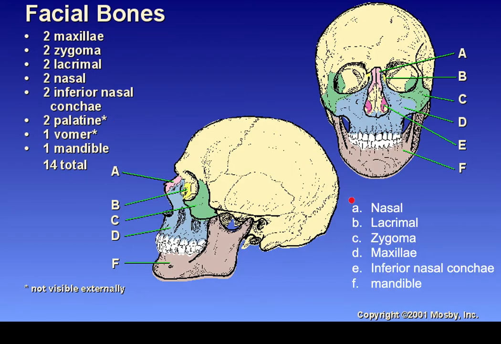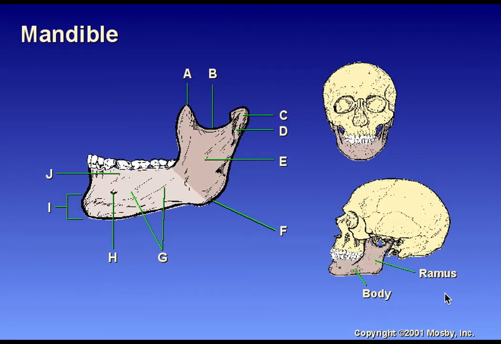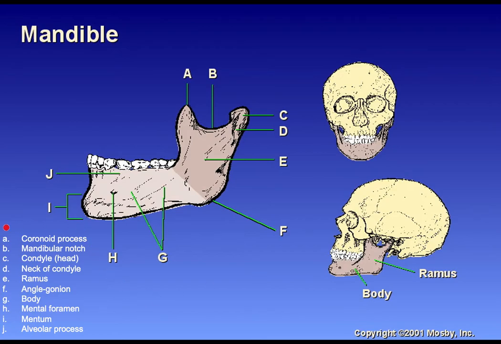So over here, they've got the labels for you. So make sure that you review, you know what you're looking at, you know where it is as far as anatomy. Okay, the mandible. So the body, the ramus, make sure that you are able to label all of this just in case. So A through J is right over here. Review it. This is for your benefit.